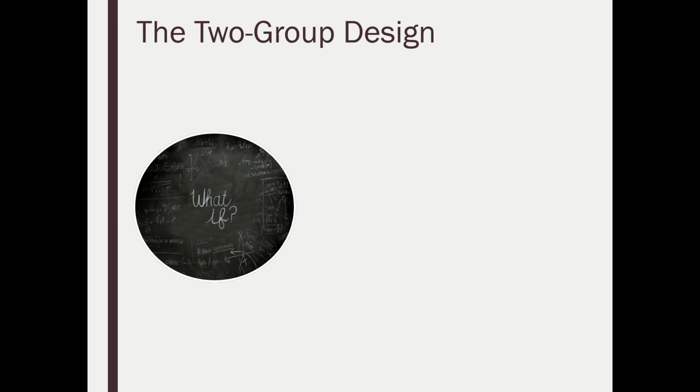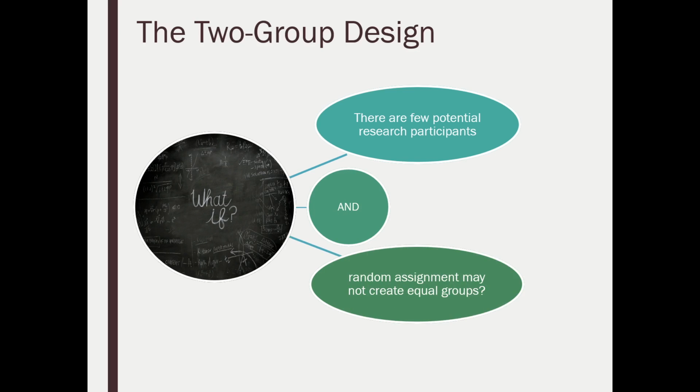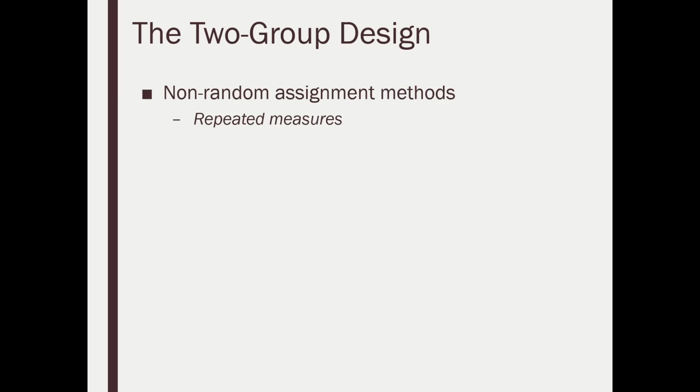So here's an interesting question. What if there are few potential research participants? So we're not going to be able to reach that 20 or 30 minimum participants, and as a result, random assignment may not create equal groups. What can we do then? Can we still use the two-group design? Well, it turns out, yeah, we can.